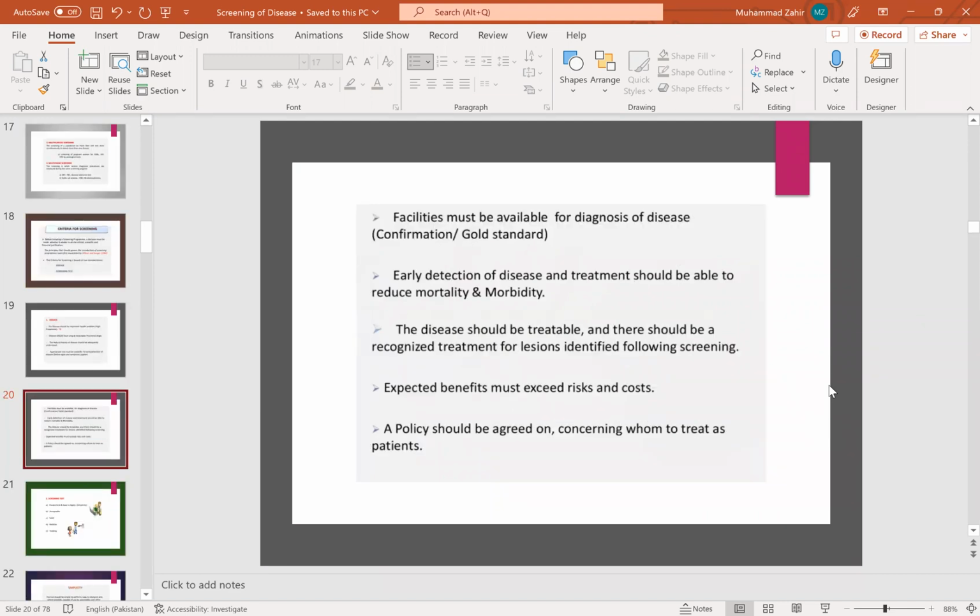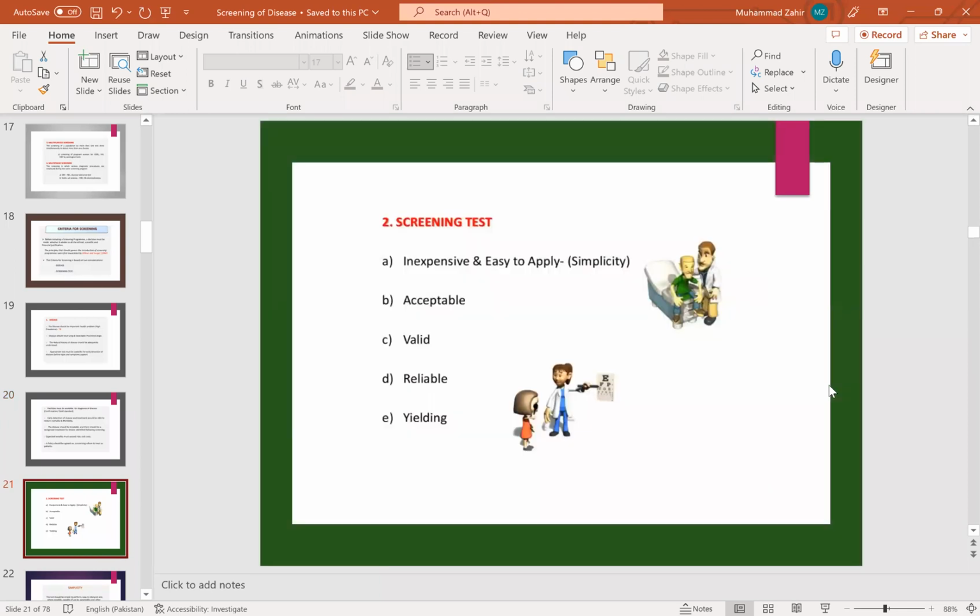Then the early detection of disease and treatment should be able to reduce mortality and morbidity. The disease should be treatable, and there should be a recognized treatment for lesions identified following screening. Expected benefits must exceed risks and costs. A policy should be agreed on concerning whom to treat as patients. Talking about the screening test, it should be inexpensive and easy to apply.